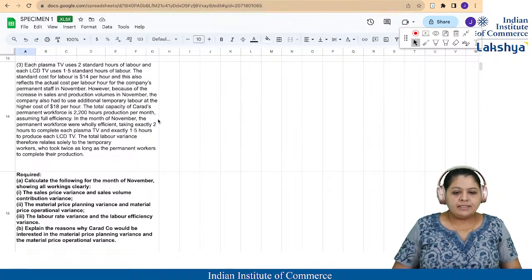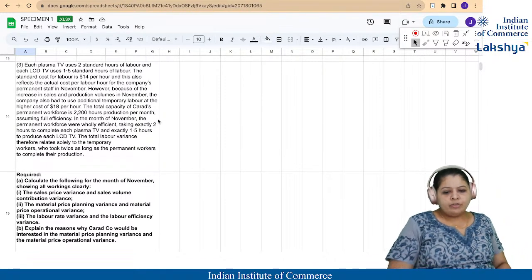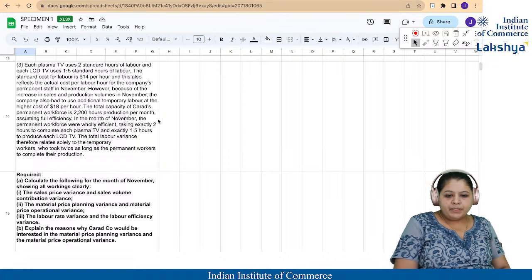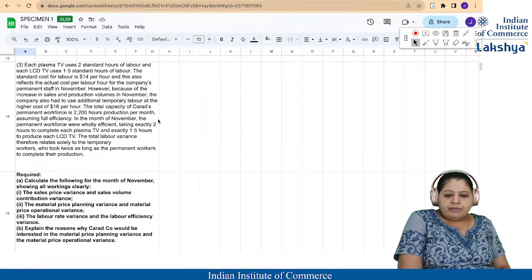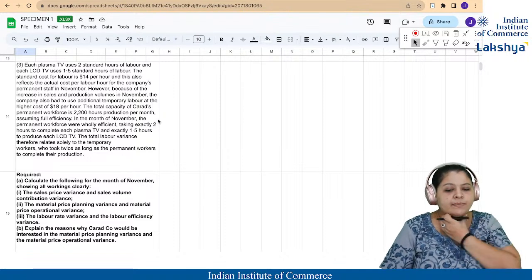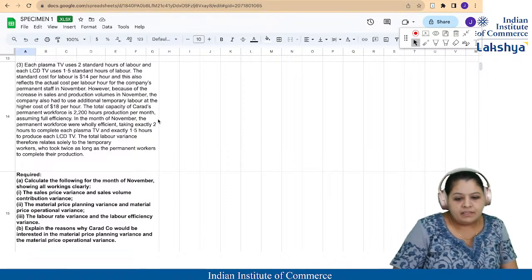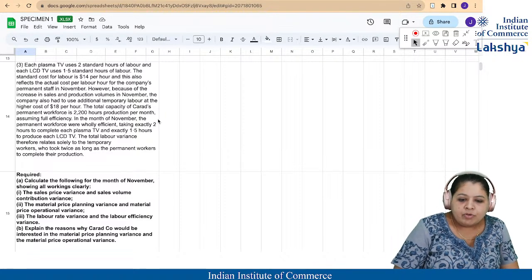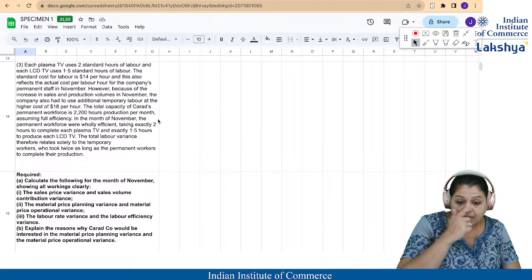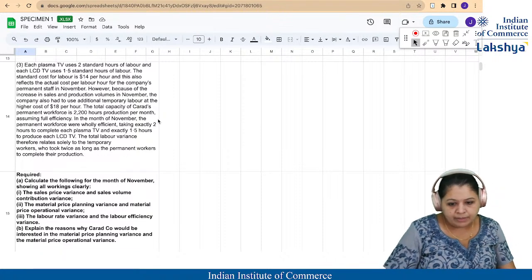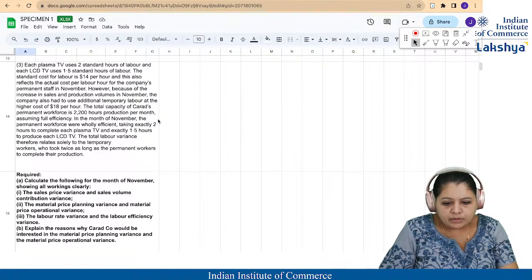The total capacity of Carrot's permanent workforce is 2,200 hours for the production per month. In the month of November, the permanent workforce were wholly efficient, taking exactly 2 hours to complete each plasma TV and exactly 1.5 hours to produce each LCD TV. The total labor variance is therefore solely due to the temporary staff. What are we supposed to do here?